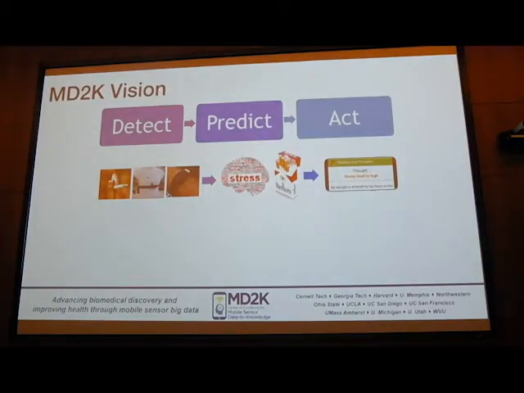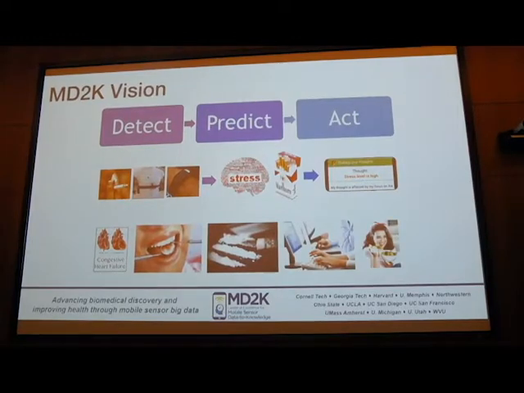So the MD2K vision was built around this concept of detect, predict, and act. You want to detect an event, smoking or stress, or some other behavior. You want to act on that. And then you want to deliver an intervention or some sort of prompt to them. We've done this in a number of cases, whether it's congestive heart failure, oral health. Okay, he's sitting right there, Vivek. That's his project. Cocaine abuse, things around the workplace, or even eating behaviors. So what I'm talking about is how we've built this pipeline of detecting, predicting, then acting on it.